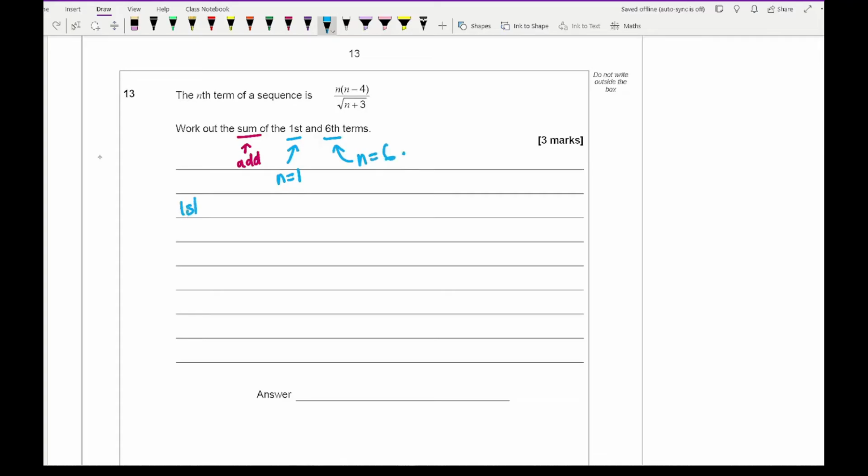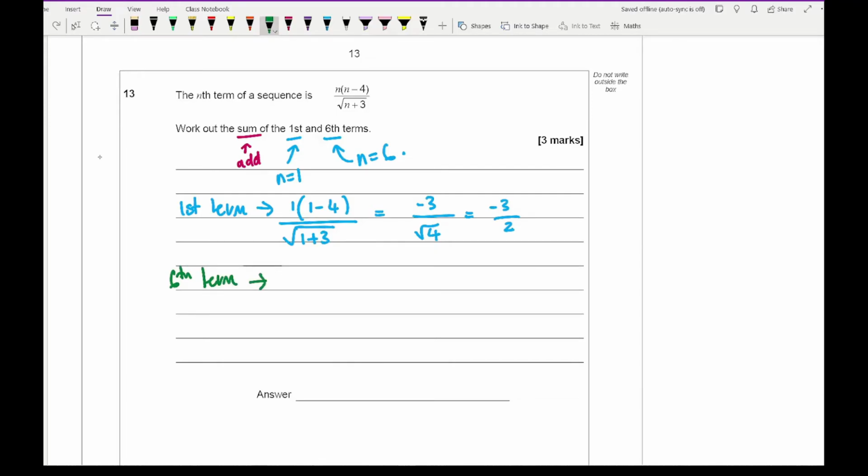So to work out my first term, all I'm going to do is substitute n equals 1 into that formula. So I've got 1 minus 4 over the square root of 1 plus 3. And working this out, I'm going to end up with minus 3 over the square root of 4, which then leaves me with minus 3 over 2. Now for the sixth term, I'll just do that in a different colour.